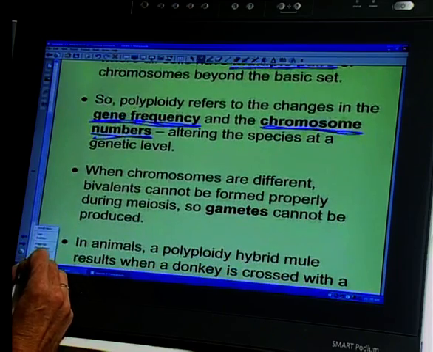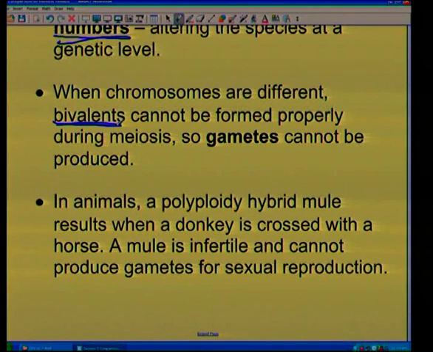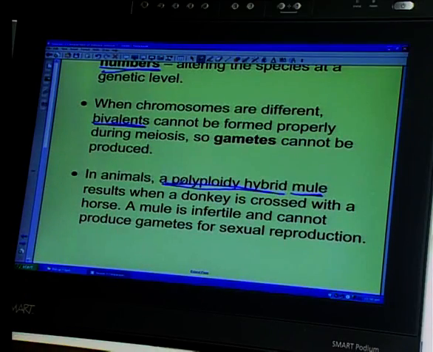Now, when chromosomes are different, your bivalents cannot be formed properly during meiosis, so gametes can't be produced. Remember, your bivalents are as they separate out and they move to the opposite poles. So if they aren't there, it can't work. Now, in animals, the polyploidy hybrid, like for example a mule, is an example of a polyploidy hybrid, when we take a donkey and a horse. You end up producing a mule. Now, a mule is incredibly strong. Okay, so it's got the characteristics, because remember, mules are actually very strong.